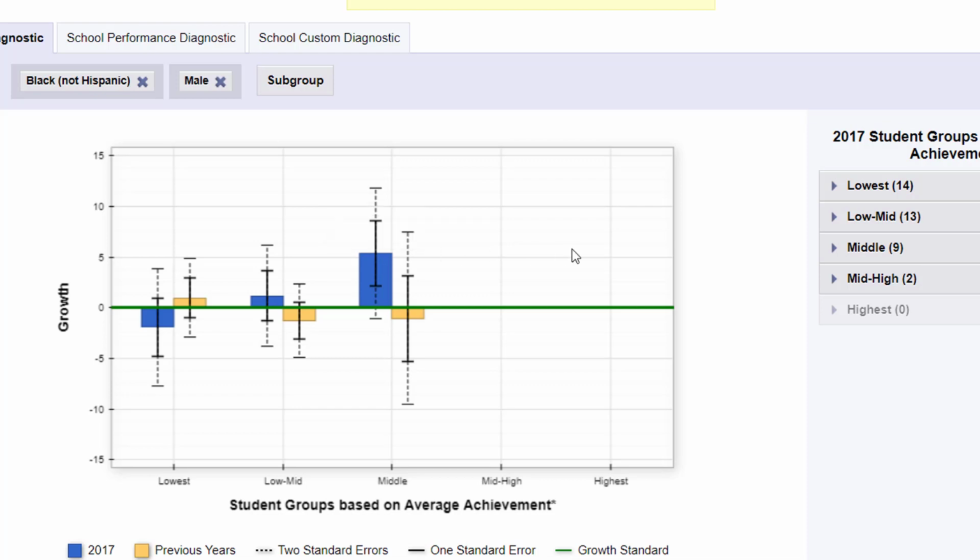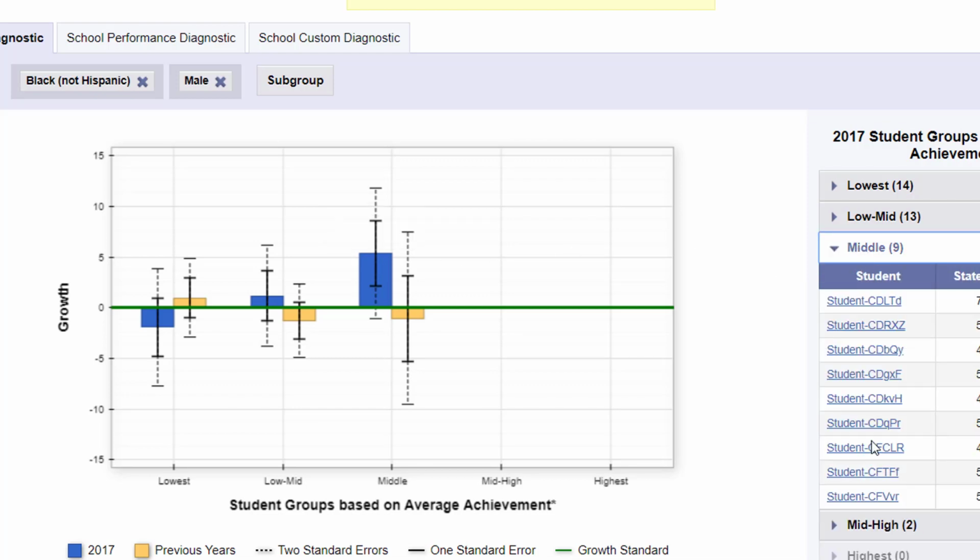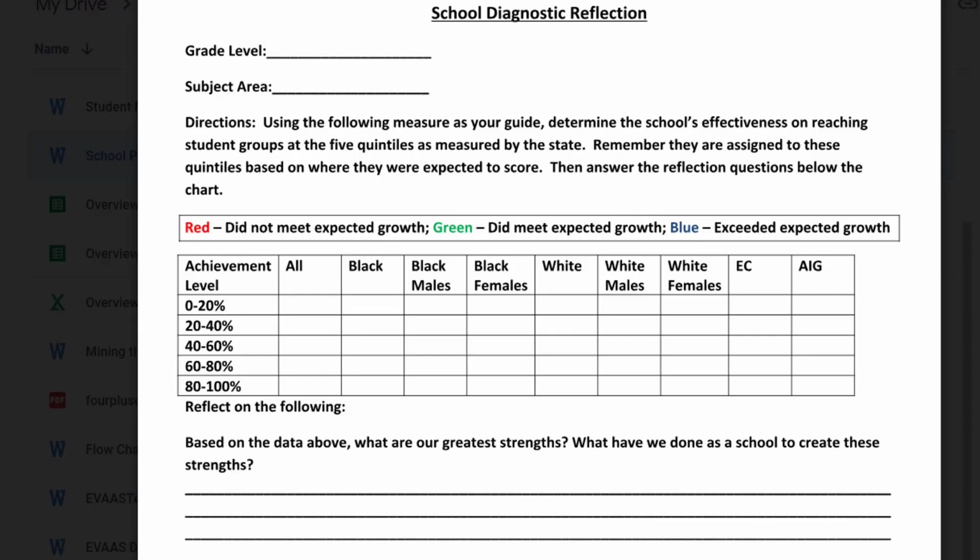So I might even want to go say, well, who were they? And I can look and see who those students were that represented that bar, because whatever I did with this group of students, I need to make sure I know, because I want to replicate that with students who are just like them. So I would come back to my sheet, and for my black males, it would be green, green, blue, and that's a blue at a high level.